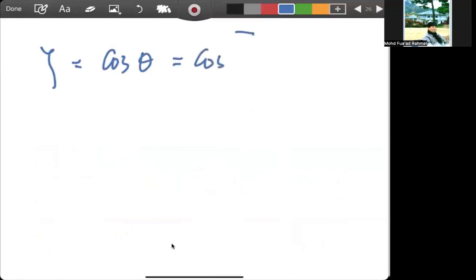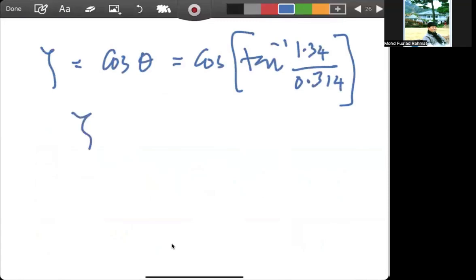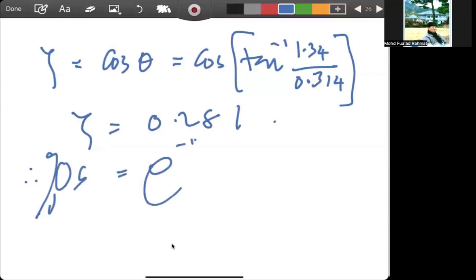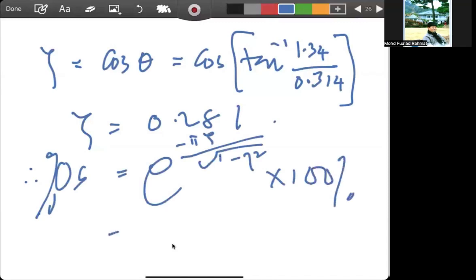So cos of arctangent 1.34 divided by 0.314, which will give you 0.281. Okay, and then from there you can calculate the overshoot, which is exponent of minus pi zeta over square root of 1 minus zeta square, in percent, which is 39.8%.